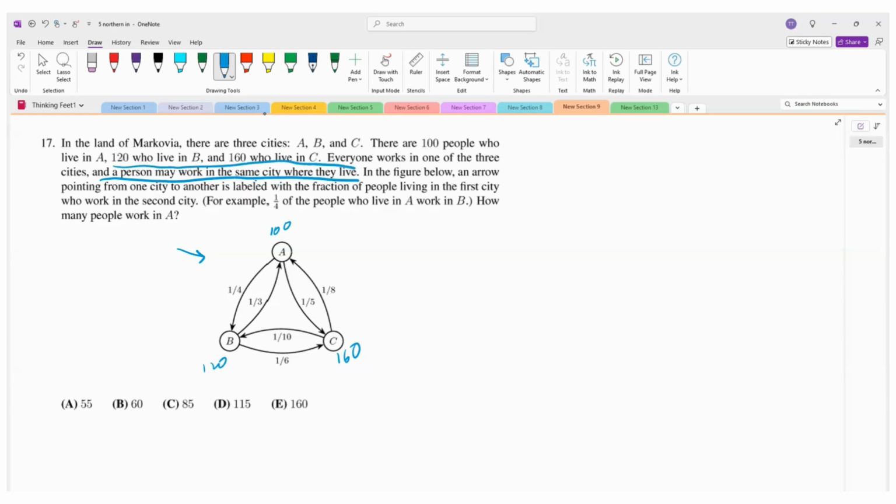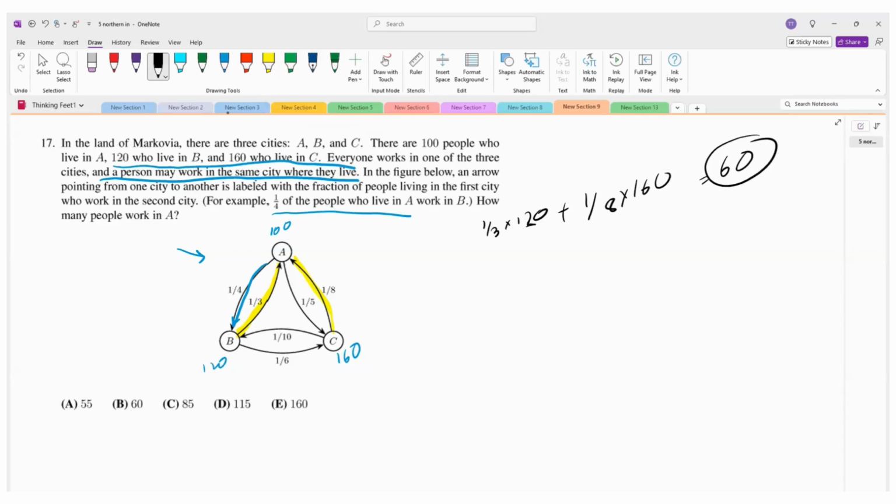In the figure below, an arrow pointing from one city to another is labeled with the fraction of people who live in the first city but work in the second city. For example, 1/4 of the people who live in A work in B, and that's why you see this arrow with 1/4. The question is, how many people work in A? Right, so we got to look for the people moving from different cities to work in A, which is this one and that one. So very quickly we can see it's 1/3 times 120 plus 1/8 times 160. Very simple multiplication and division. That gives me 60 total, right?